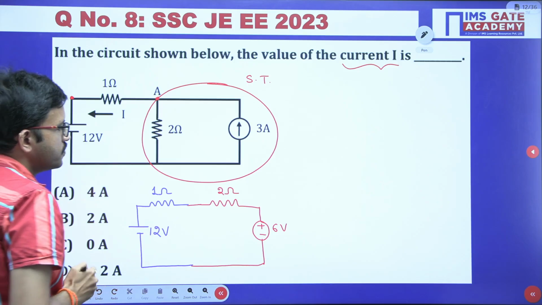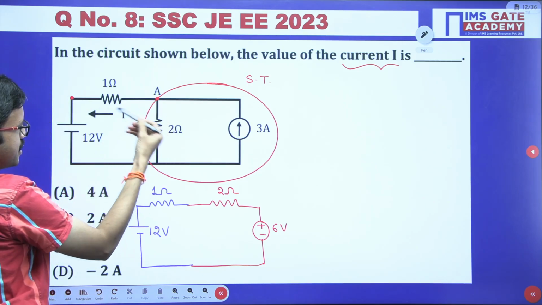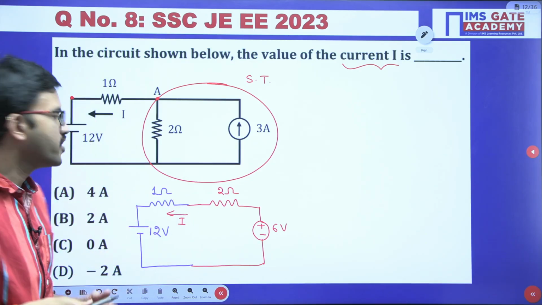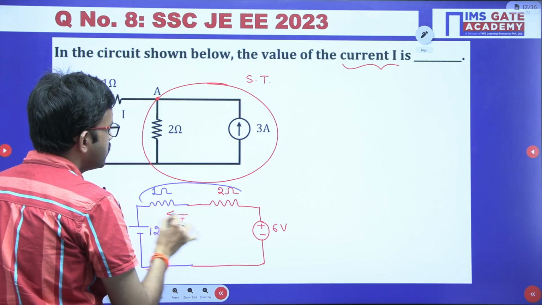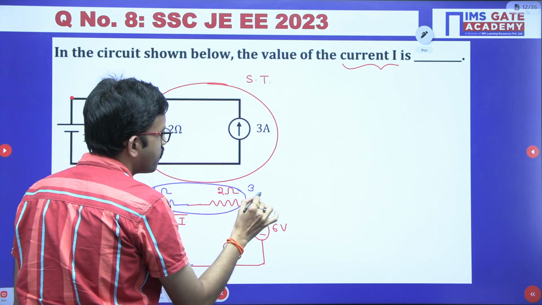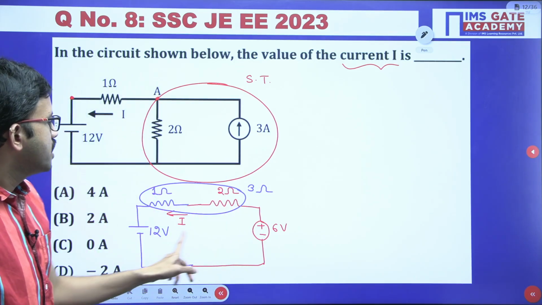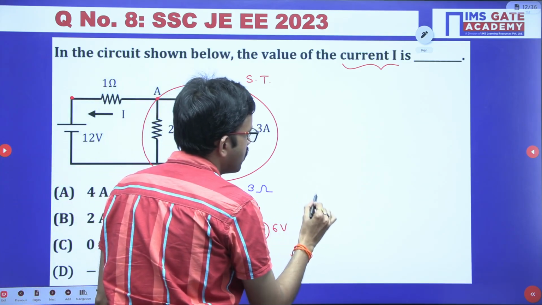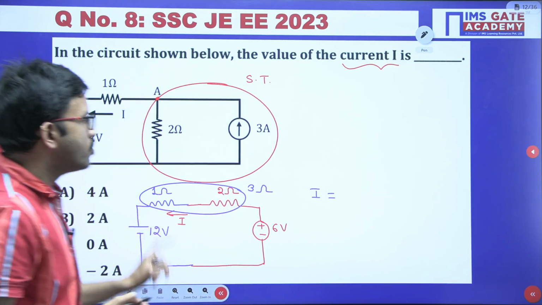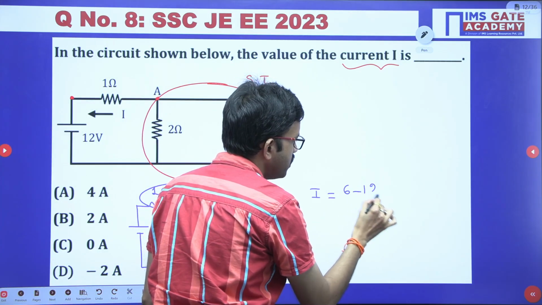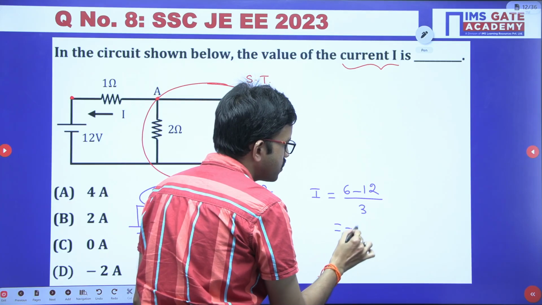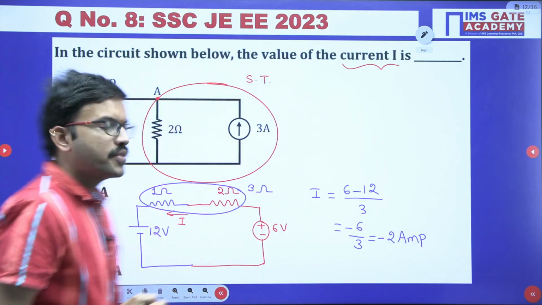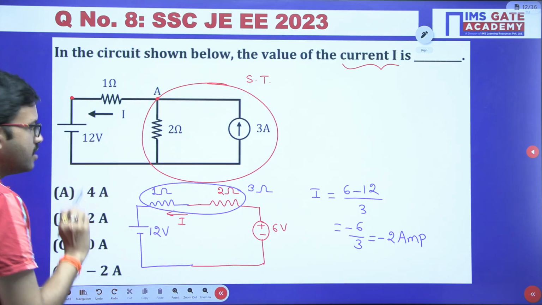Now, if you observe, in this question the current direction is like this. Okay, I am representing it as it is, no problem. Whatever current direction is given, let us consider. Now, these two resistors are connected in series. In series, we can add the resistors, 1 plus 2, that is nothing but 3. Now you are having one voltage source here and another voltage source. Now you can use Ohm's law, that's all. I equal to (6 minus 12) divided by 3. So 6 minus 12 is minus 6, divided by 3, that is nothing but minus 2 ampere. Minus 2 ampere. Okay, so that means option D is the correct one.